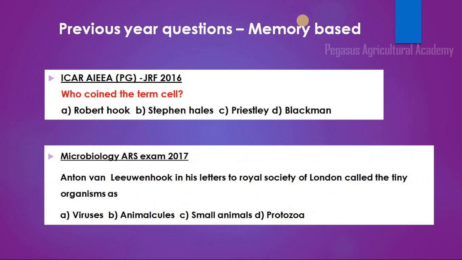For today's section, we will see some previous year questions, that is, memory-based questions. The first question is, who coined the term cell? You can give the answer in the comment section. Yeah, you are right. The person who coined the term cell is Robert Hooke. And one more question: Anton van Leeuwenhoek, in his letters to the Royal Society of London, called the tiny organisms as what? We have seen this at the start of the video. Those who know the answer, you can give it in the comment section. Otherwise, I will discuss this in the next video.